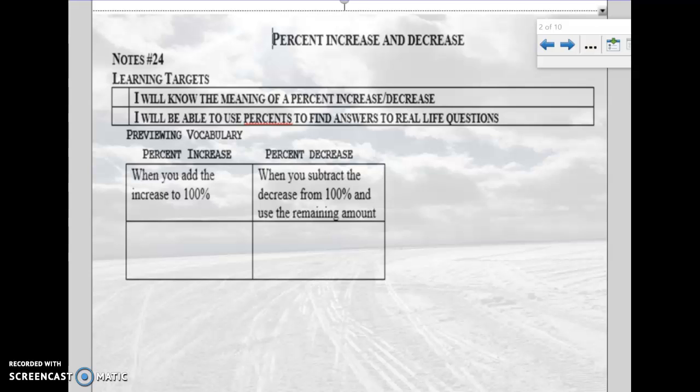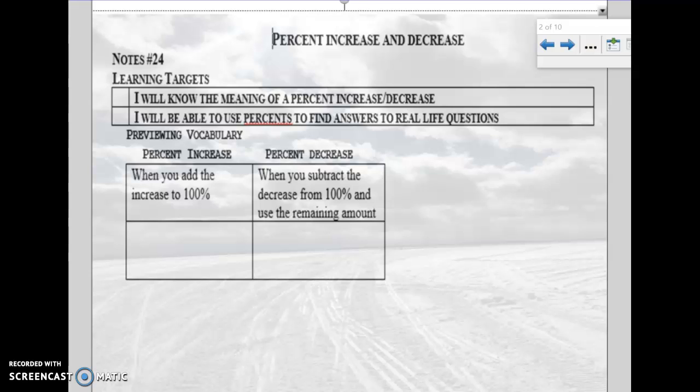What we're shooting for today is to be able to know the meaning of a percent increase and decrease, and be able to use percents to find answers to real life questions. We see percents all the time in the real world, so that's definitely something that we can say, hey, we're learning something we can apply later in life, which is always a good feeling.